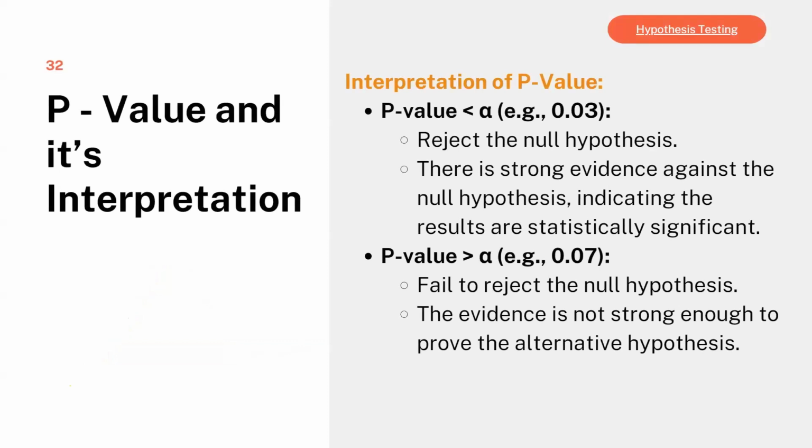So this is the way we interpret the p-value. Here we are going to see it with an example. If the p-value is 0.03, which is less than the 0.05 level of significance, we can reject the null hypothesis because there is strong evidence against it. In the second example, the p-value is 0.07, which is greater than 0.05, so we fail to reject the null hypothesis. That says there is not enough evidence to prove the alternative hypothesis.